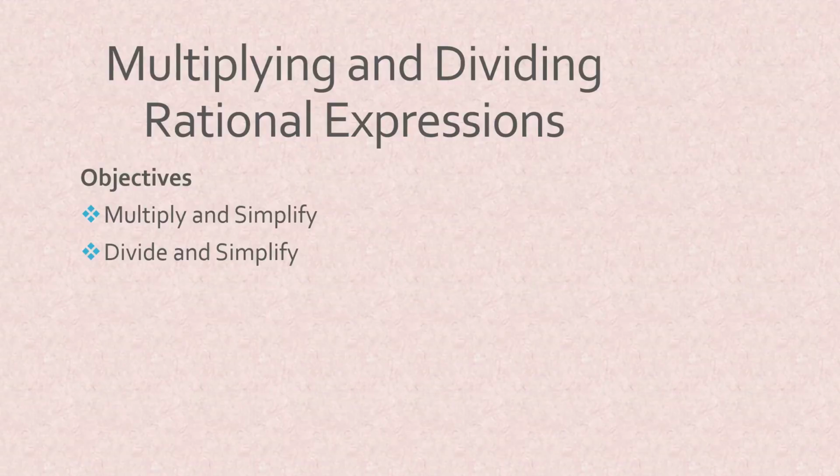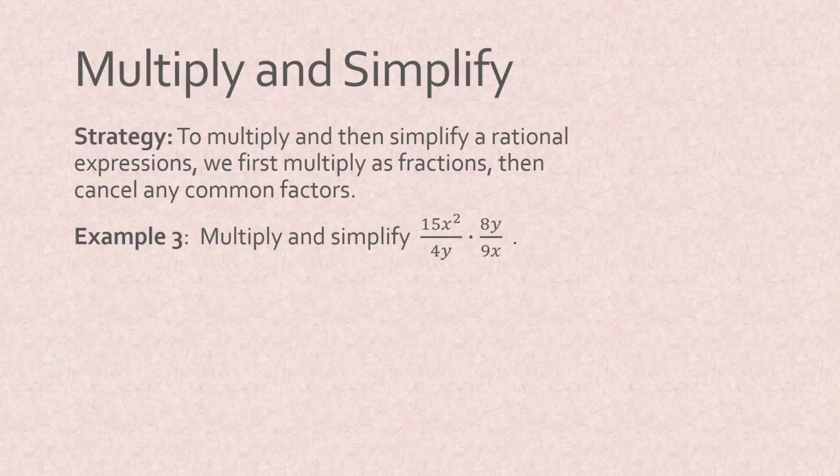Hello everyone. Today we're going to figure out how do we multiply and divide rational expressions. So our objectives are going to be how to multiply and simplify a rational expression, and then also how do we divide and simplify a rational expression. So our strategy is fairly straightforward. To multiply and then simplify a rational expression, we first multiply them as fractions, then cancel any common factors.